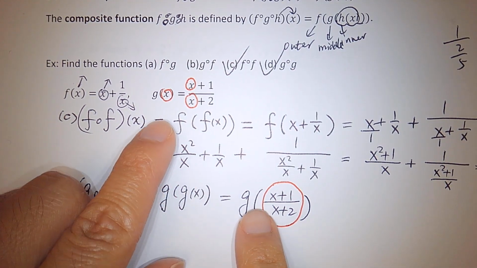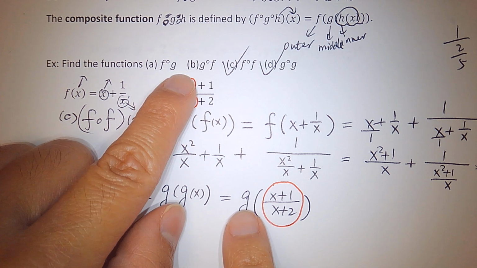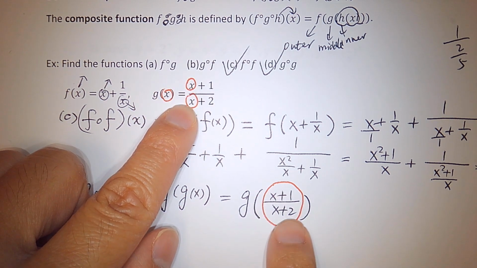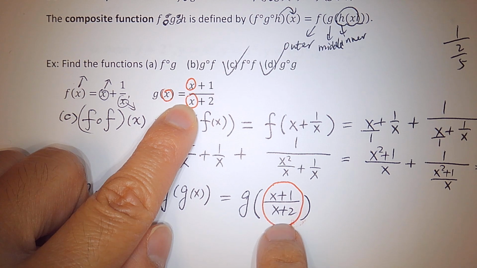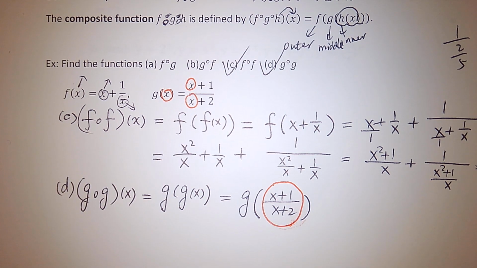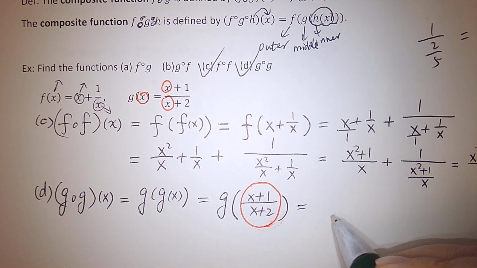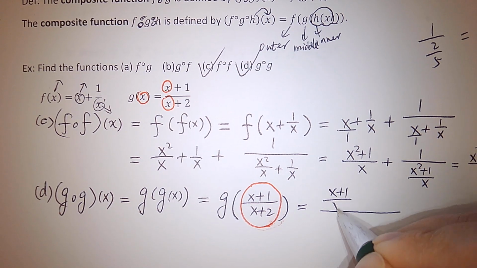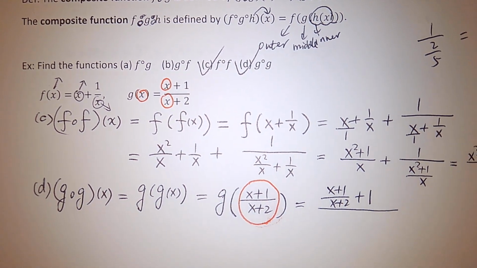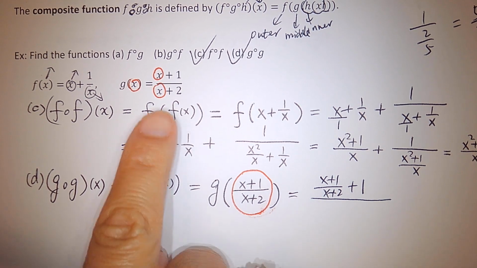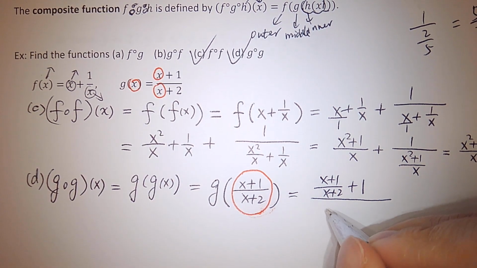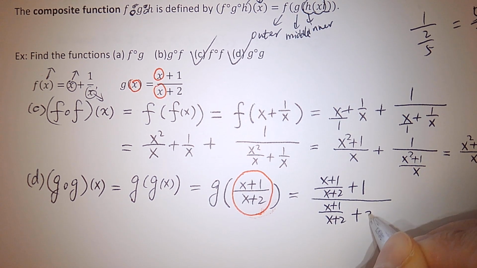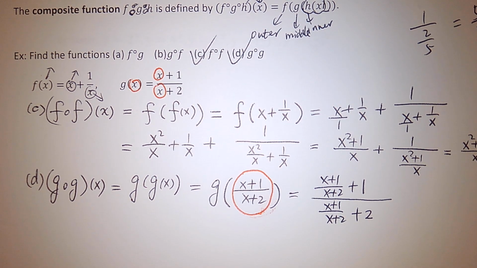It means we're going to replace every x in g by what? x plus 1 over x plus 2, right? Agree with that? Okay, so this x becomes x plus 1 over x plus 2 plus 1, and then this x is the same thing, x plus 1 over x plus 2 plus 2. Actually, this is the hard part, because this is tricky.